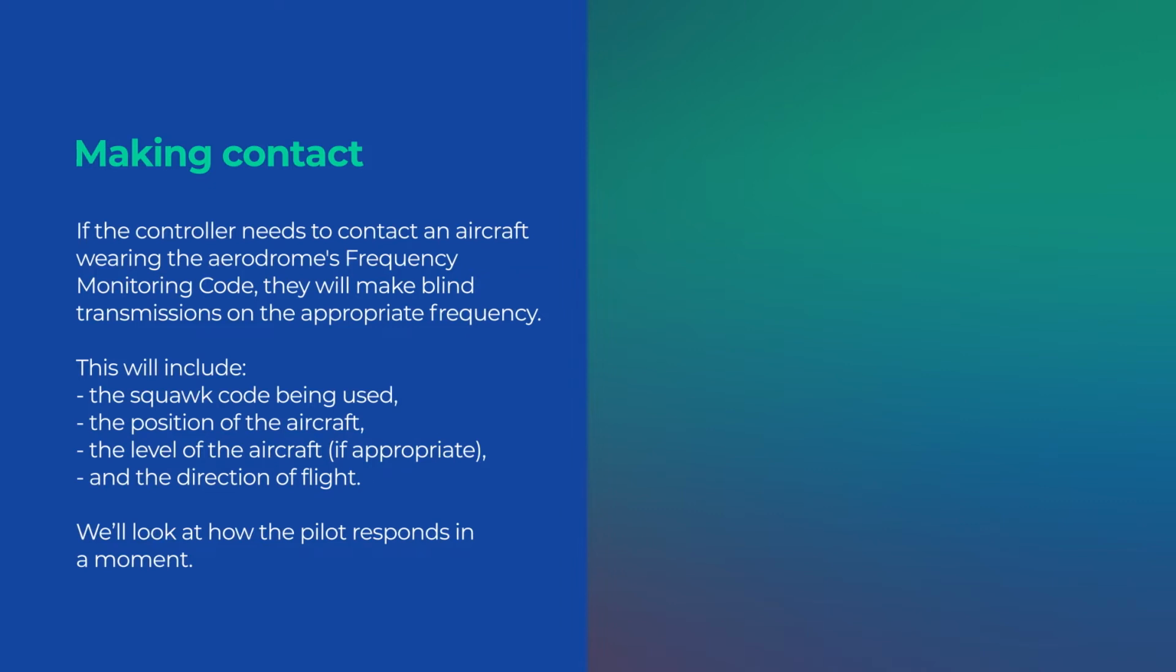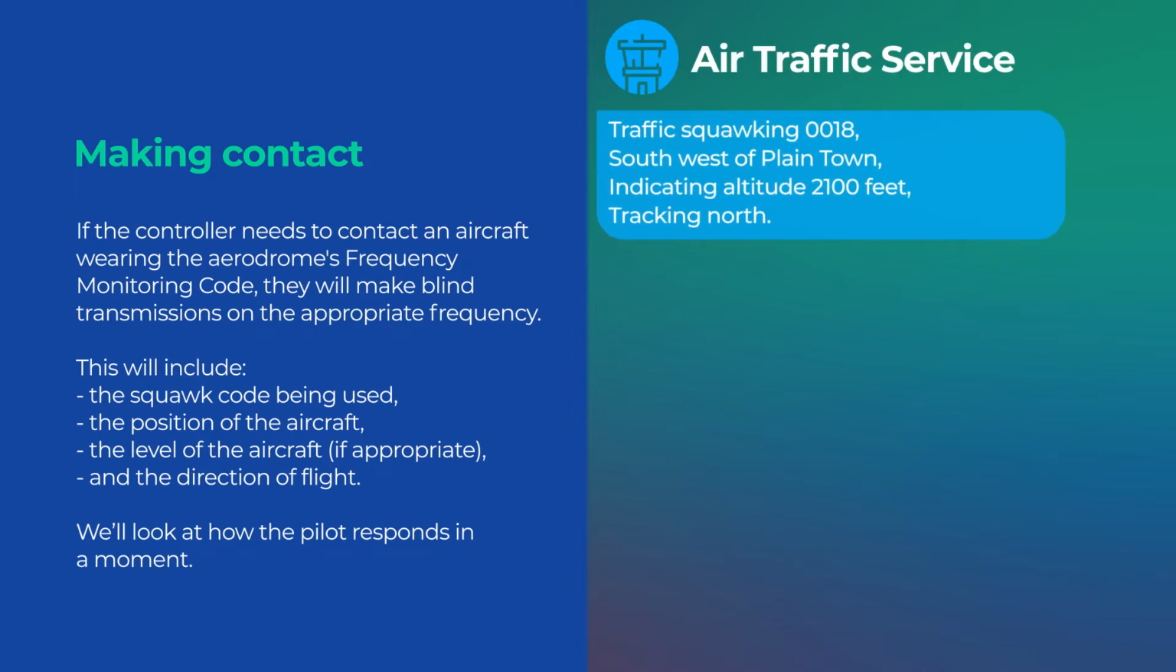This will include the squawk code in use, the position and level of the aircraft, and the direction of flight. Traffic squawking 0018, southwest of Plaintown, indicating altitude 2,100 feet, tracking north.